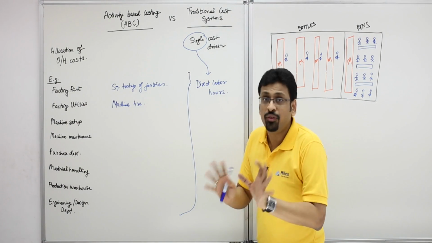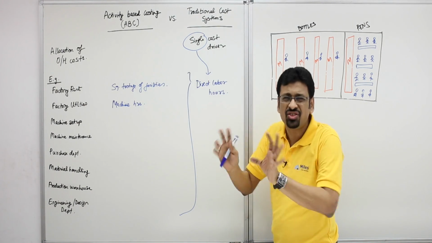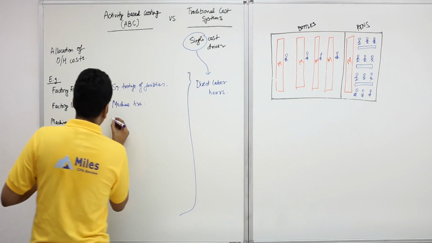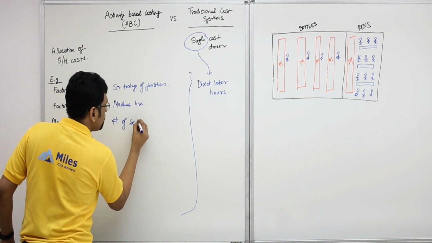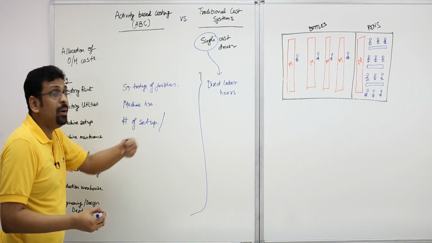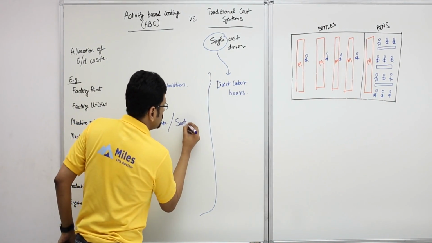So basically what we will say is direct labor hours, that's not the right cost driver here. A better cost driver here would be number of setups, or the number of hours the setup department has used, or setup hours.